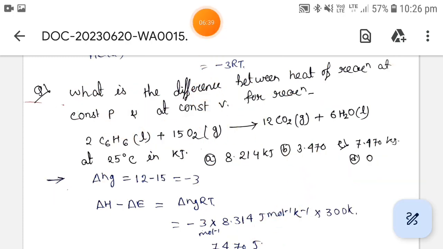So the question asks: delta H minus delta E is equal to what? For this reaction, 2 C6H6 liquid plus 15O2 gaseous is equal to 12 CO2 gaseous plus 6 H2O liquid. If we calculate delta Ng, that is summation of number of moles of product minus summation of number of moles of reactant, that is equal to 12 minus 15. Only gaseous molecules are included here. So delta Ng is equal to minus 3.